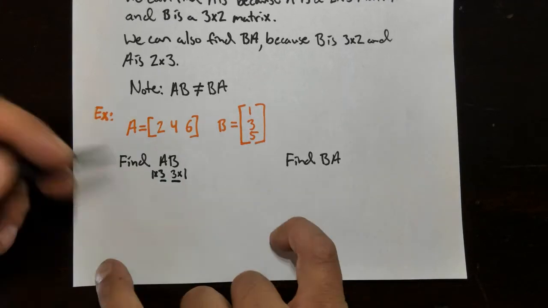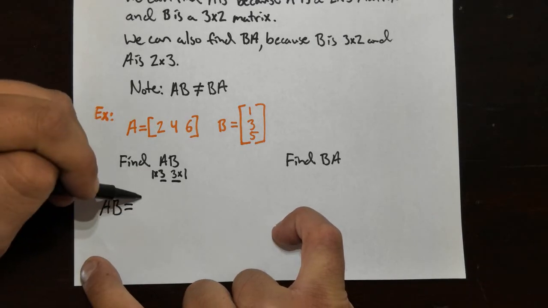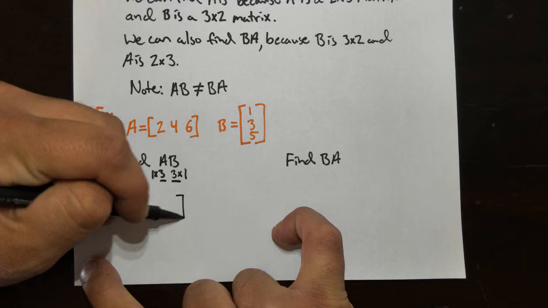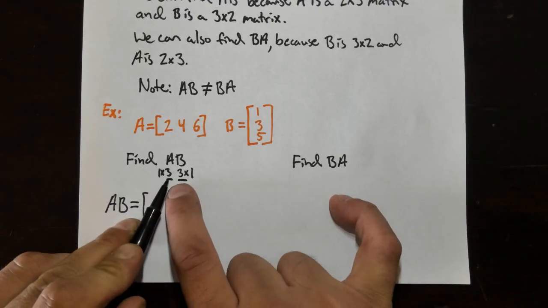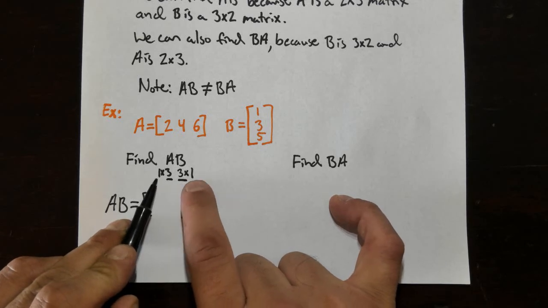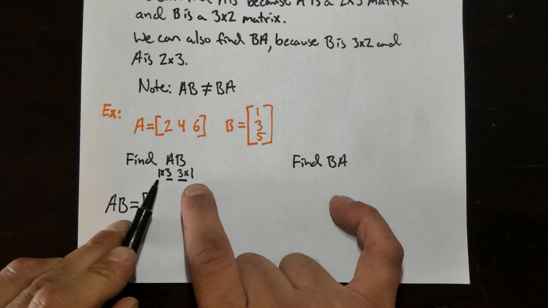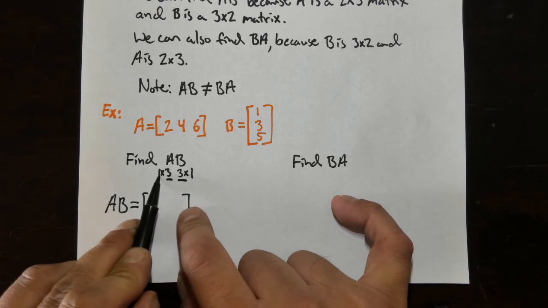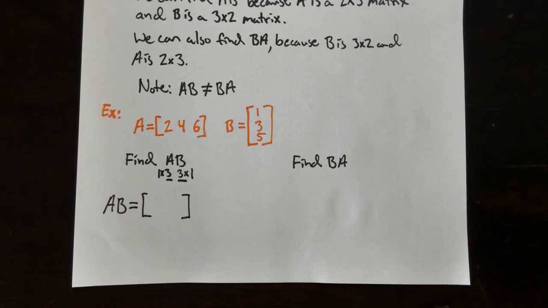So AB is going to be equal to, now here's a little trick. The middle two numbers tell us if we can multiply them together or not. The outside numbers tell us the order of the resultant, or product, matrix. So this is going to be a 1 times 1 matrix after we multiply them together. So this is what we do.